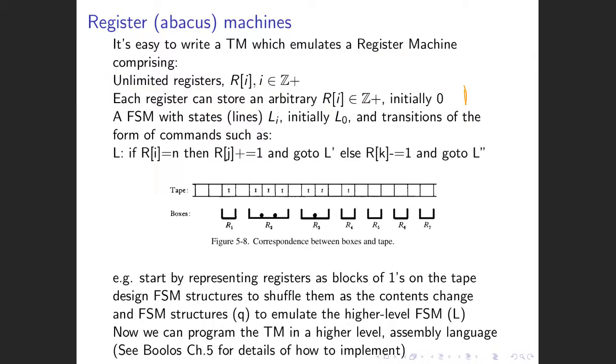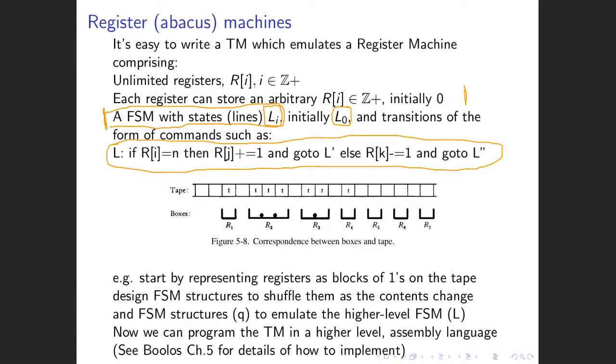And then we're going to have a slightly more complex finite state machine. The states of this machine are different from the Turing machine. These states correspond to lines of a computer program, so we're going to call them L instead of Q. Initially you start at state 0 or line 0. The state transitions you can kind of take your pick exactly how you set this up. This is one that I've chosen.